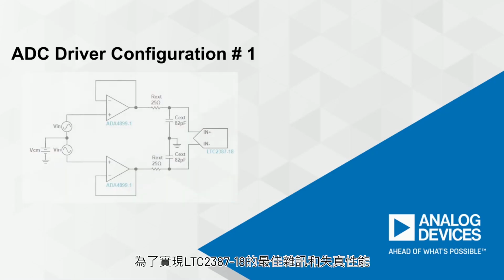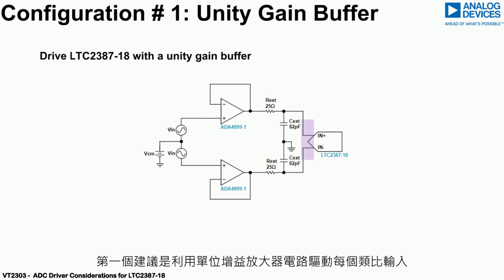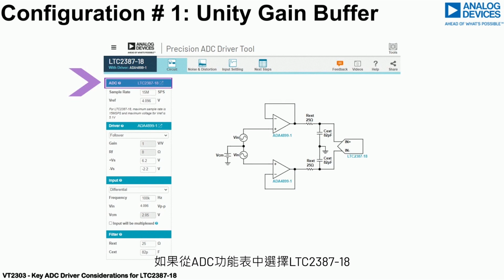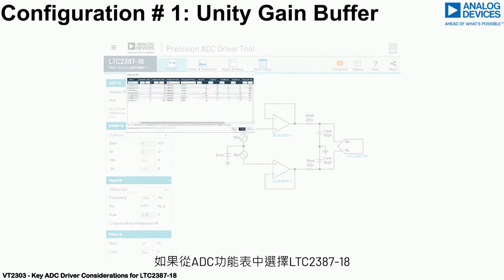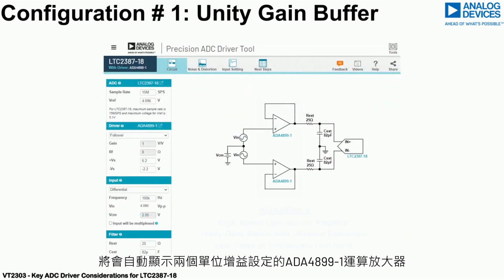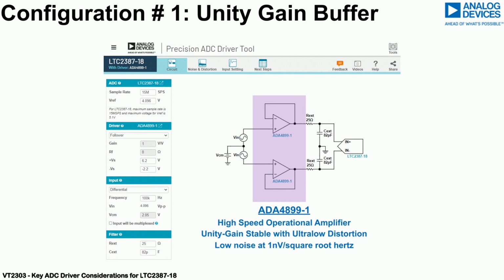To achieve the best noise and distortion performance from the LTC2387-18, the first recommendation is to drive each analog input with a unity gain amplifier circuit. Selecting the LTC2387-18 from the ADC menu automatically shows 2 ADA4899-1 op-amps configured in unity gain.